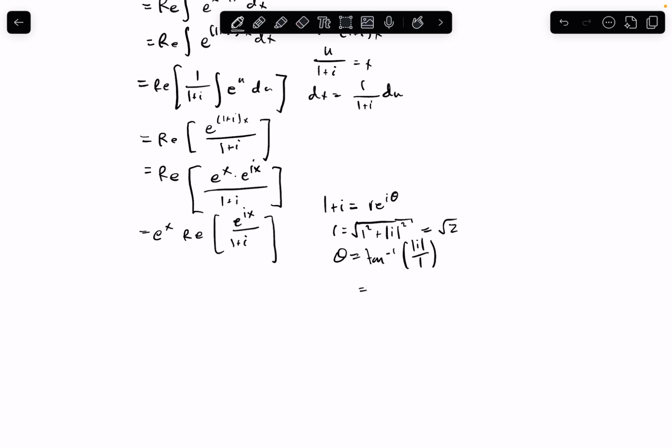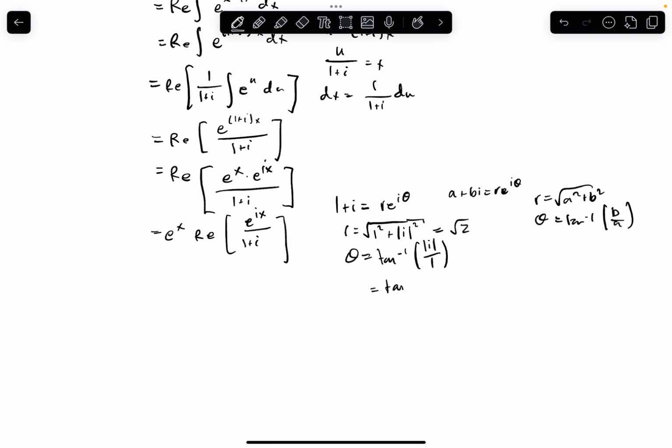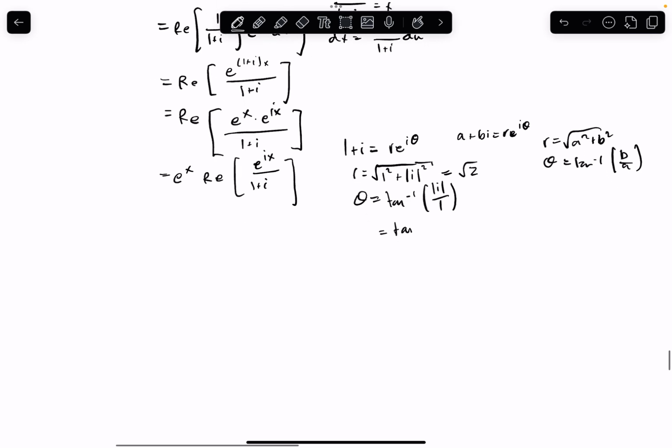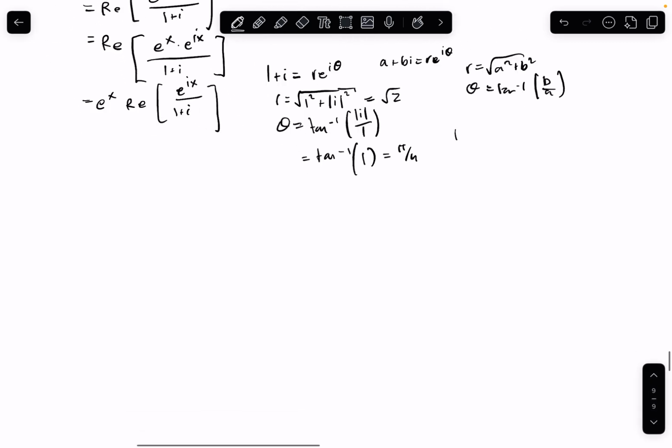I'm just saying that if we have a plus bi, it's equal to r e to the i theta, and you know that r equals root a squared plus b squared, and theta equals arctan b over a, which is just some vector if you express vectors in polar form. In this case we have arctan of 1 over 1, so this gives arctan of 1, which is equal to pi over 4. So know that 1 plus i is equal to root 2 e to the i pi over 4.